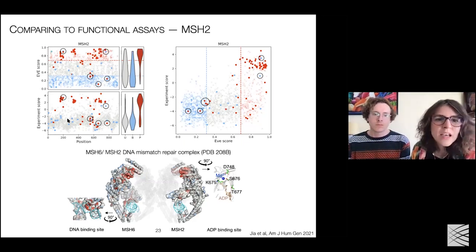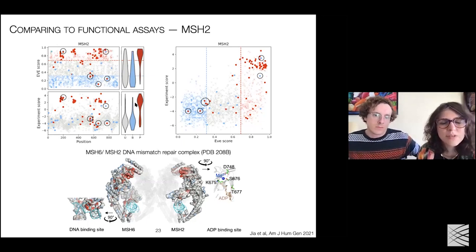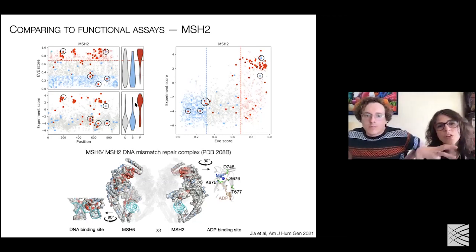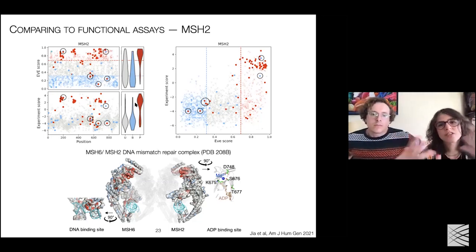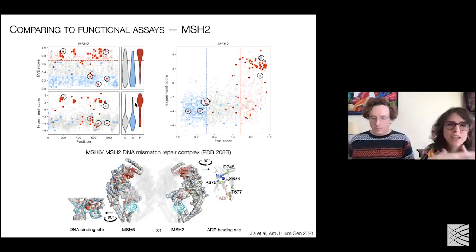And conversely, there are also variants that both model and experiment call pathogenic, but that are labeled as benign in ClinVar. And you can ask if maybe these labels are incorrect. And indeed, some of these labels are already under review. Some other specialist cohorts already think that these labels are incorrect. So you can see that model and experiment can be used in conjunction to ask things about the reliability of labels as well.